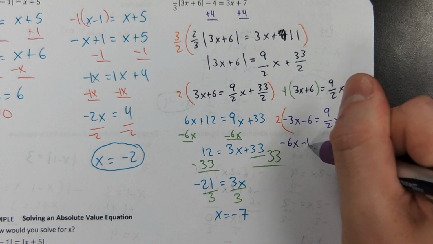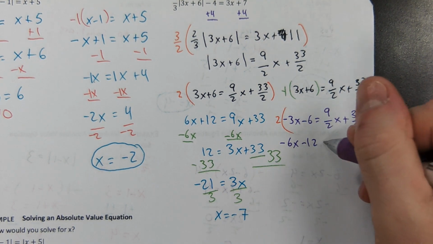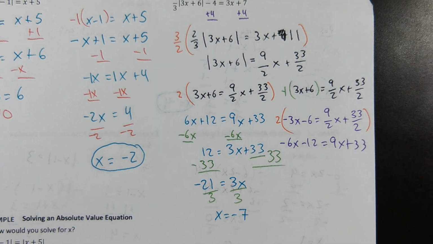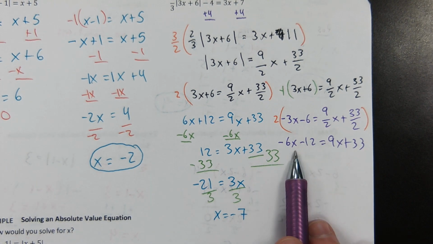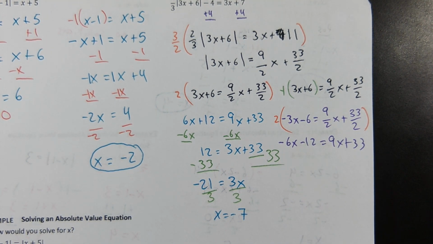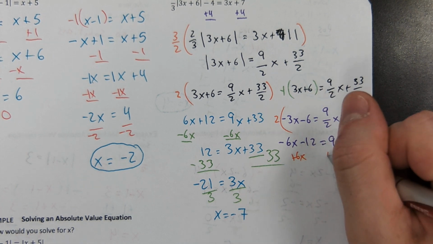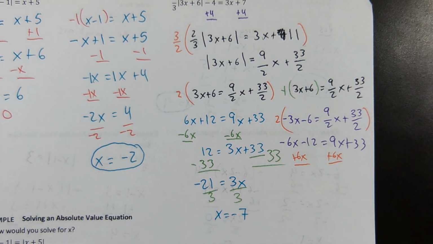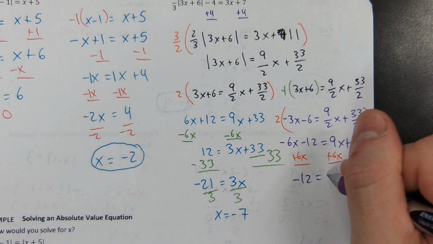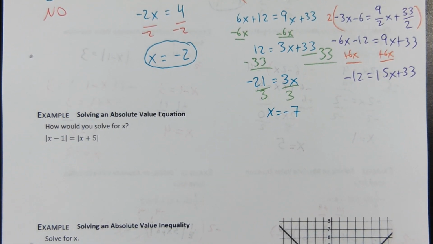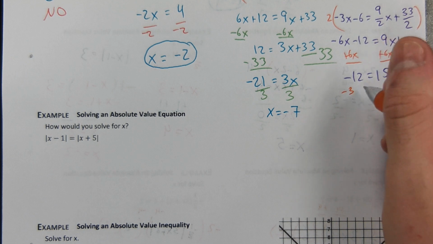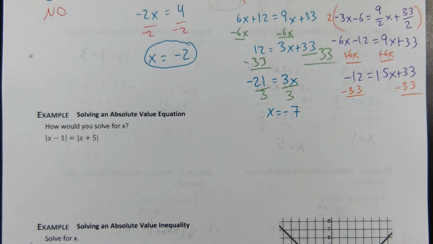Negative 6x minus 12. So it's almost the same thing. Equals 9x plus 33. Again, if I can, I like to avoid my negative x's. So I'll add 6x to this side. Got really cramped. I'm sorry. Subtract 33. Divide by 15, excuse me.